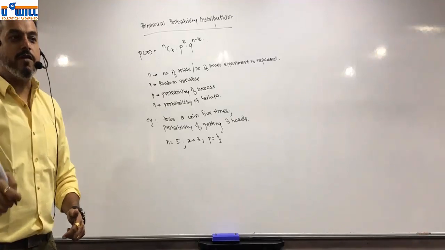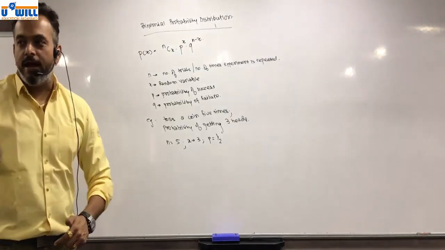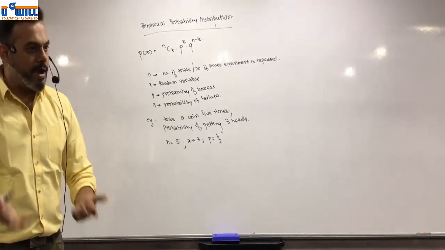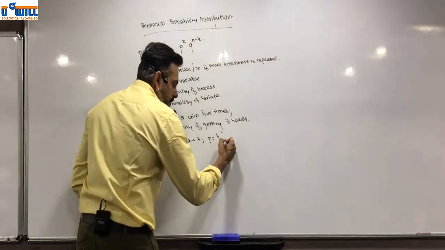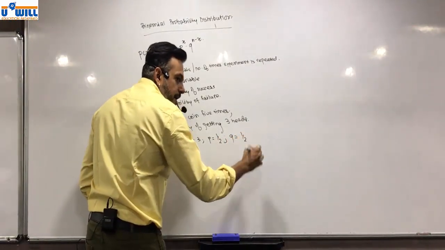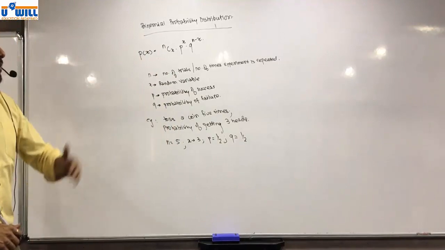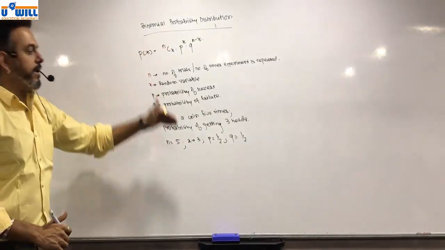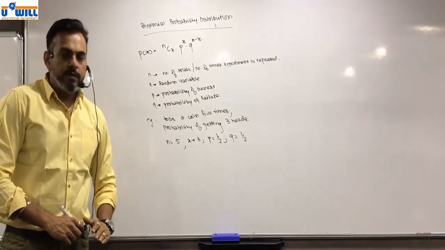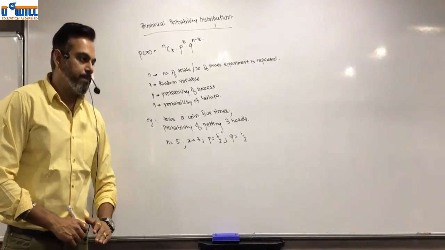Getting head, toss a coin, what is the probability of getting a head? 1 by 2. So if you know p, what is q? Again 1 by 2. Understood this? Then we'll have to apply this formula and get the answer. Did everyone understand? Okay.